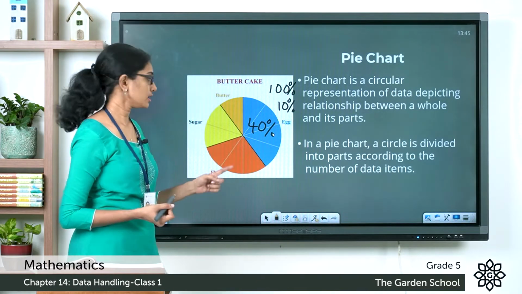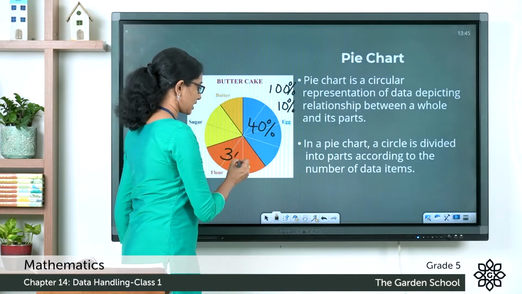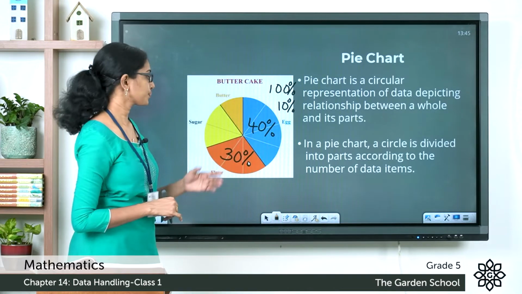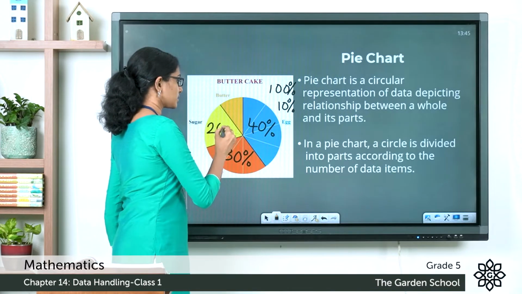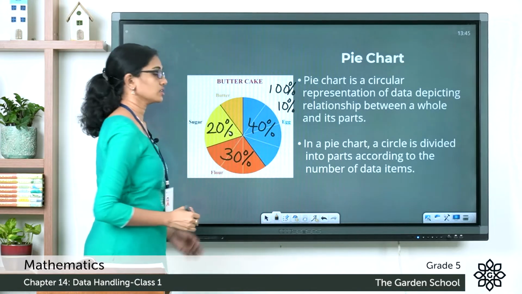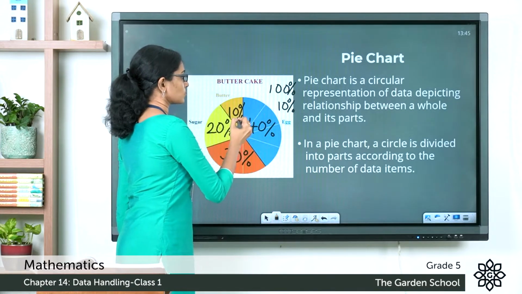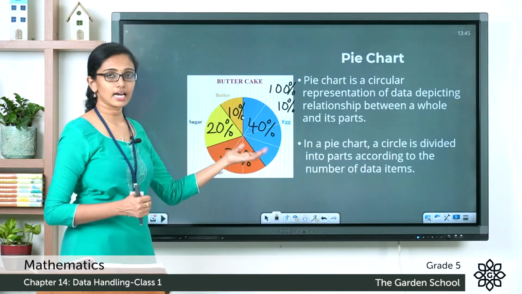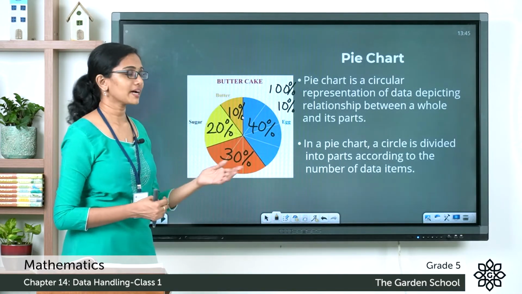Now what about flour? 1, 2, 3 equal parts. That means it is 10% plus 10% plus 10%. That is a total of 30%. Now here sugar, 20% of the ingredients should be sugar. And what about butter? 10%. So this is how you represent the percentage of each data item in a pie chart or pie diagram.